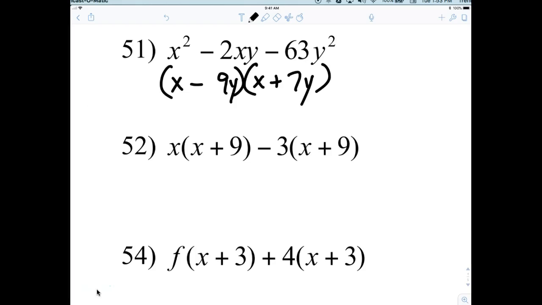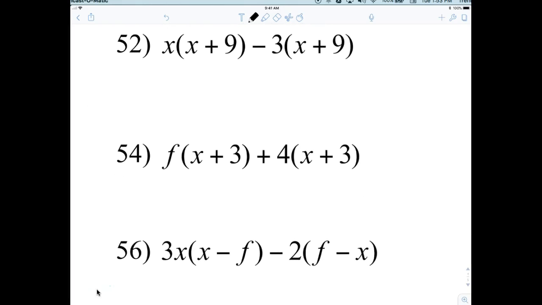All right, now this one's already started for us. We already factored it once. So it's already X plus 9 times minus 3. We did. But wait, there's more. No, I'm kidding. Okay. Same principle, 54. What do we got?